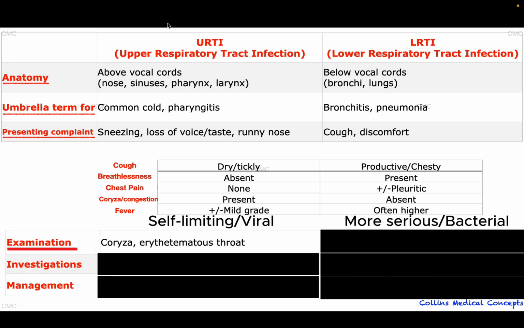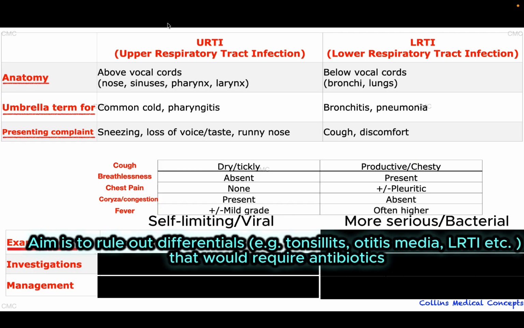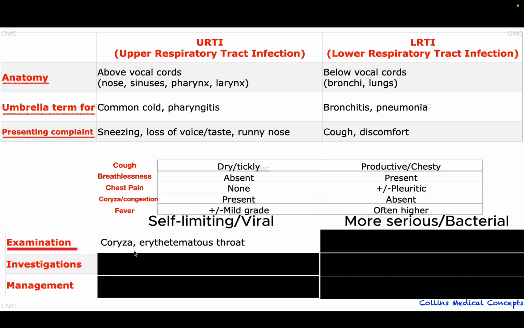What you're trying to do is to prove to yourself that there isn't anything bacterial. In upper respiratory tract infections, you will see a lot of coryza, some runny nose, perhaps some conjunctivitis. The throat will be erythematous, but there won't be any pus on the tonsils to suggest acute tonsillitis. The patient wouldn't be systemically unwell. So the upper respiratory tract infection examination would be largely normal.